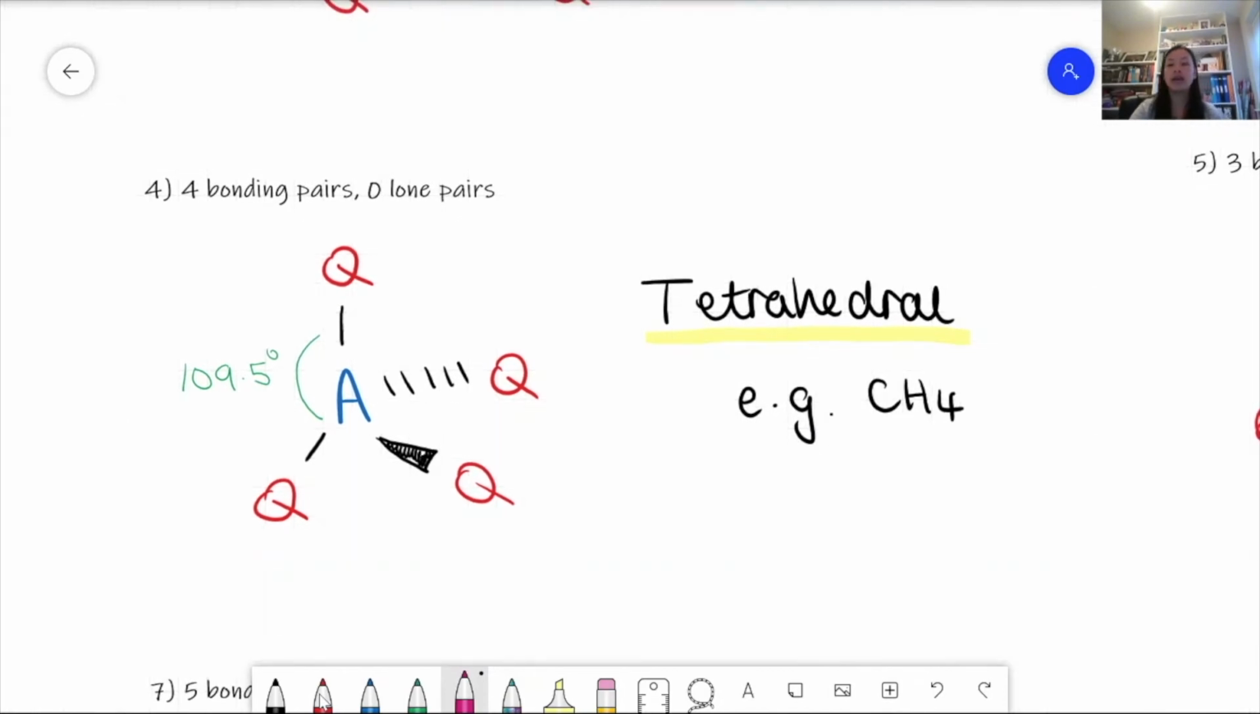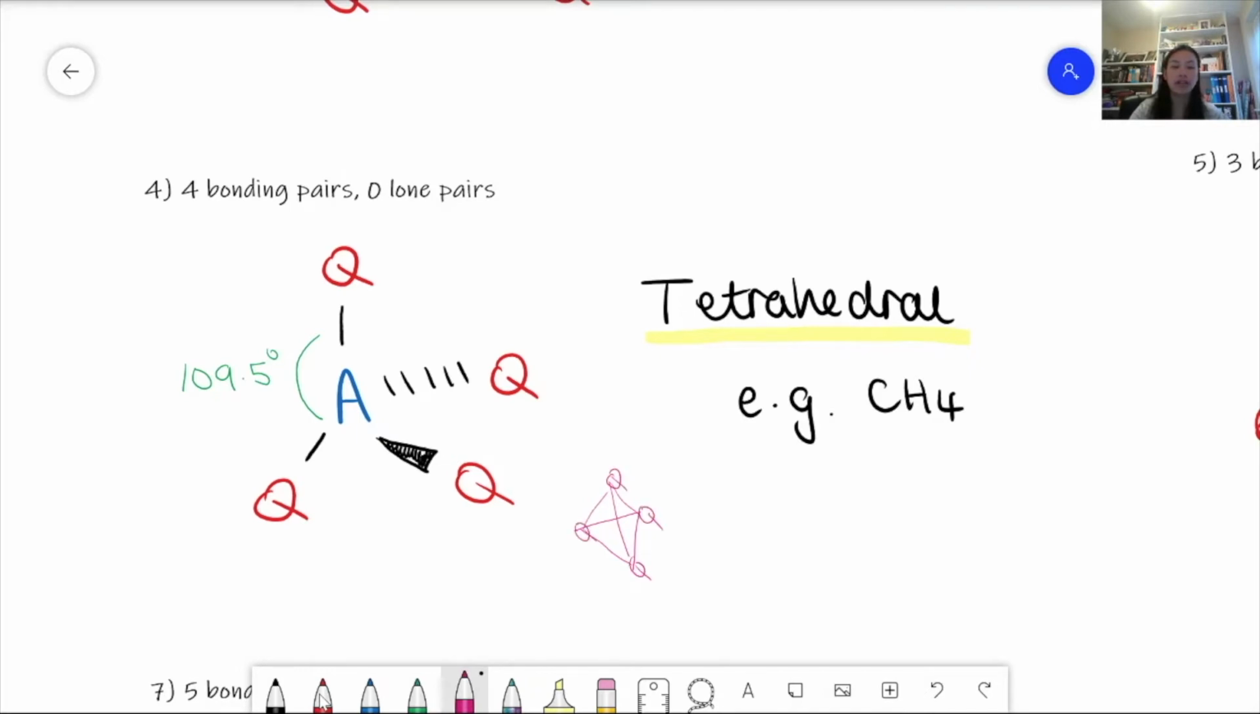And now we're going to move on to 4 pairs of electrons. The first one is 4 bonding pairs and 0 lone pairs. The shape of this is basically a triangular pyramid. So it's got 3 on the bottom and 1 on the top. And these signify that it's 3D, so this kind of means that it's behind the shape and this is in front. So just imagine a triangular pyramid like this. That's what it looks like.